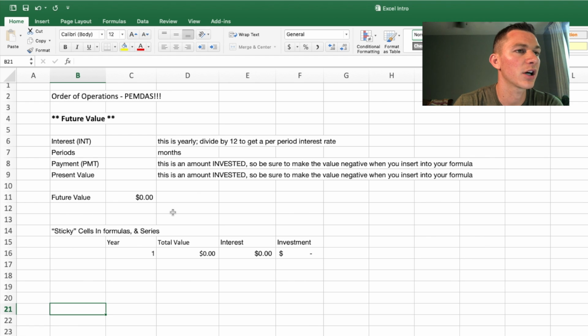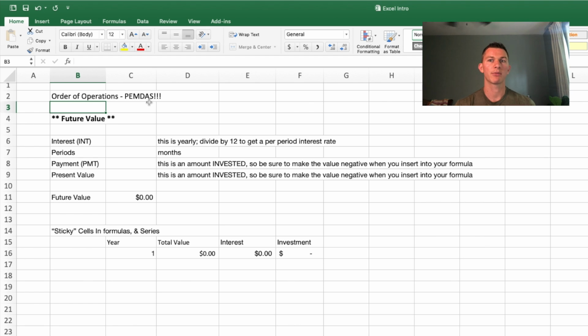All right, so here we are in Excel. The first thing that I want to stress to you guys is PEMDAS, order of operations. Yes, it came back again. You're welcome. So order of operations: parentheses, exponent, multiplication, division, addition, and subtraction. Remember that because that's going to be key in order to get these calculations to work appropriately.